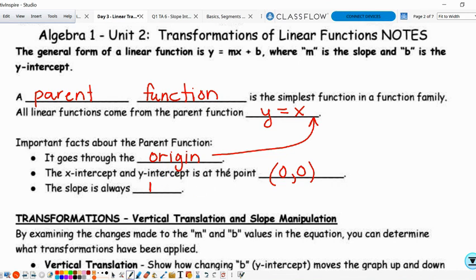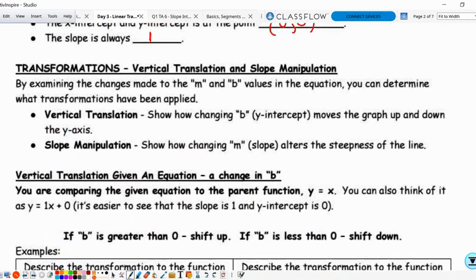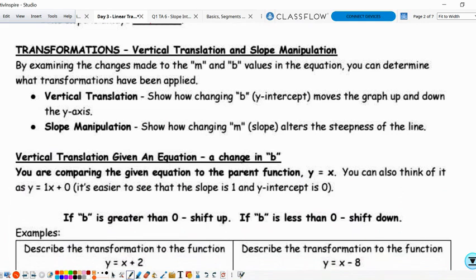Remember, your slope is that constant right in front of x, or the coefficient of x. Right now I don't have 1, but it's there. It's an imaginary 1. Transformations can occur in our graphs, and they can either be a vertical transformation, or we can change the slope. By examining the changes made to the m and the b in our equations, you can determine which transformations have been applied.